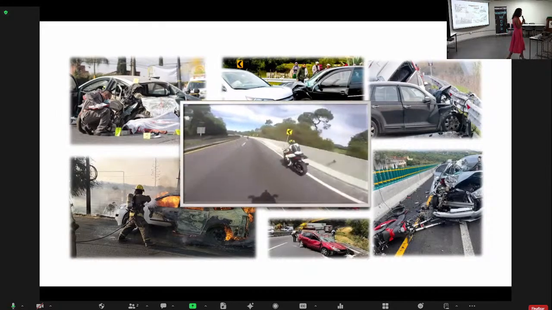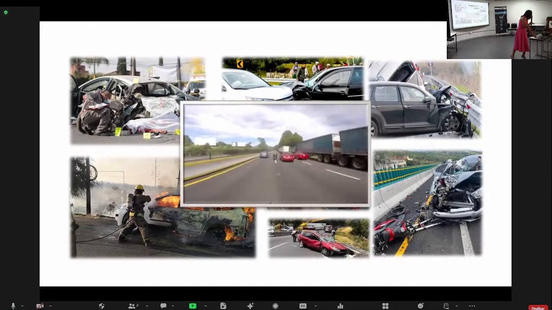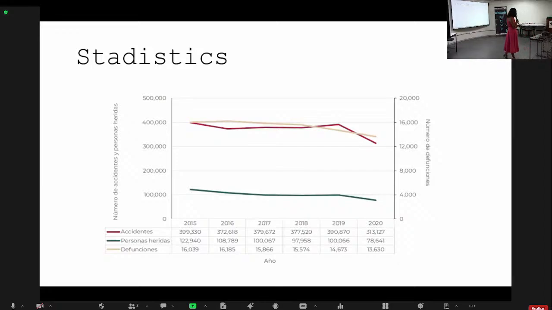All the video that I show you is recordings of accidents. In 2020, 13,630 people died from injurious traffic accidents, corresponding to a mortality of 11 per 100,000 inhabitants. As we can see, the statistics show a decrease compared to 2015, a decrease of 18.9%.